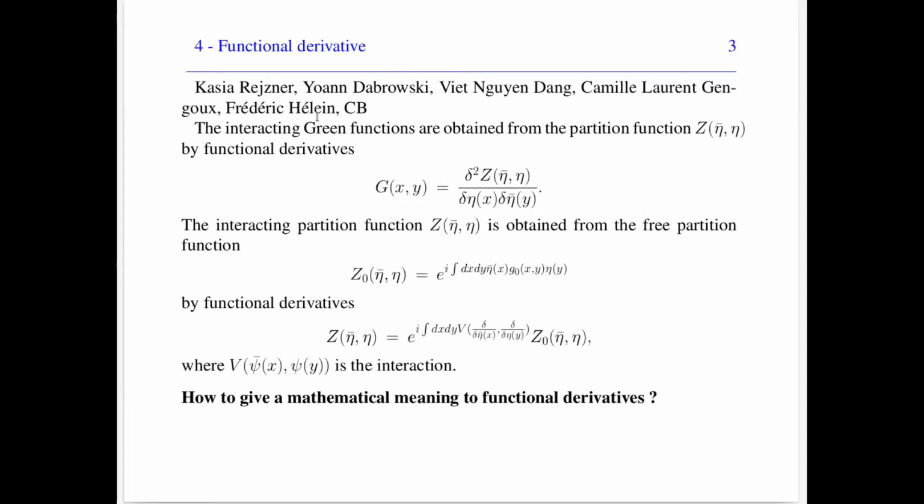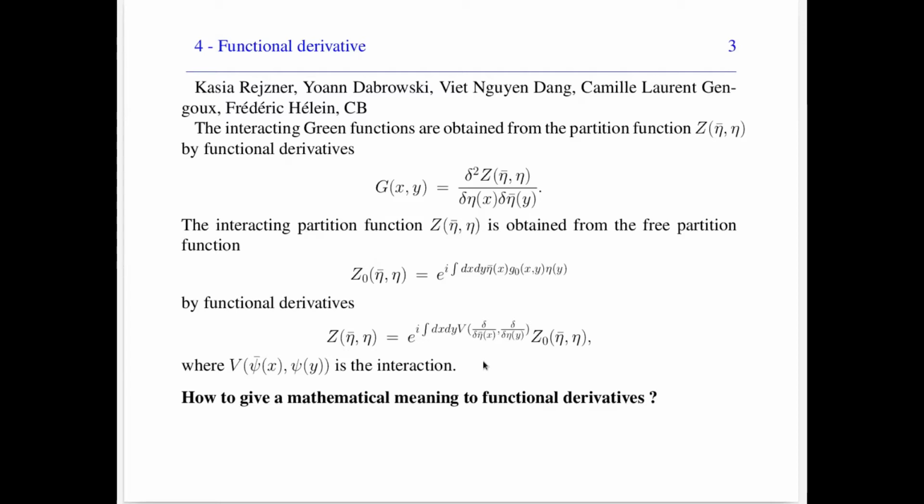I was very interested in this problem of functional derivatives because they are very often used in many-body physics. For instance, you define your Green function as the functional derivative of the partition function with respect to sources, which are anti-commuting, and from the non-interacting partition function you can define the interacting one, again by using functional derivatives with respect to these sources. So the problem that we had was how to give a mathematical meaning to functional derivatives.